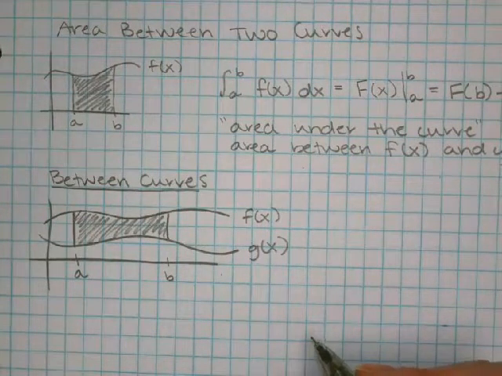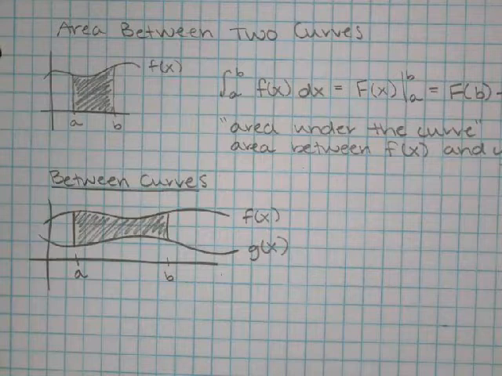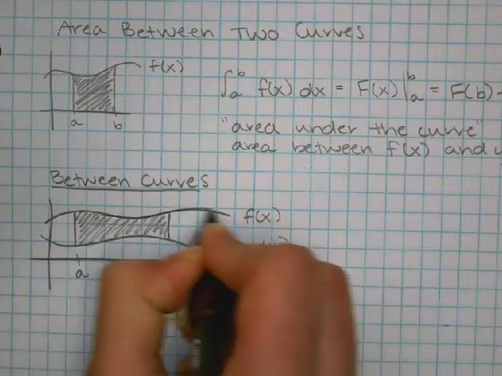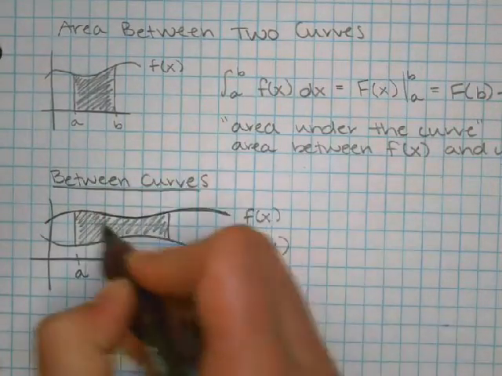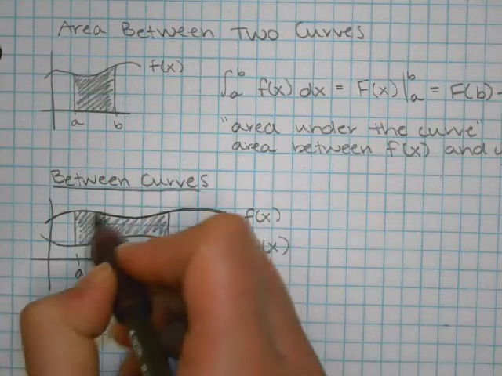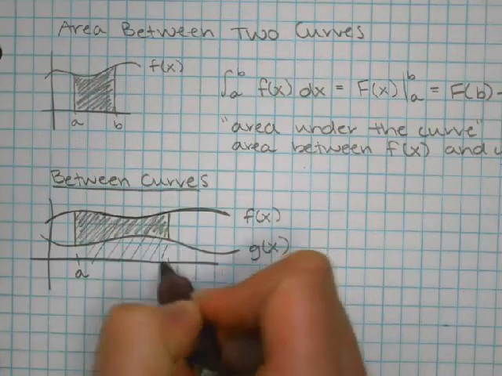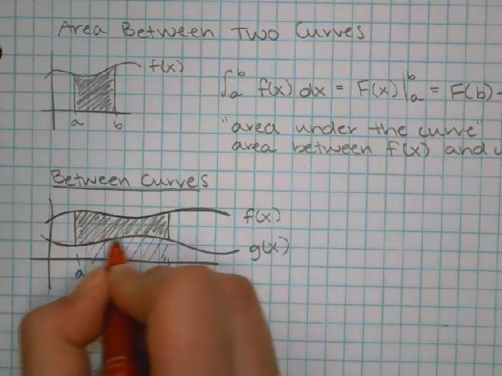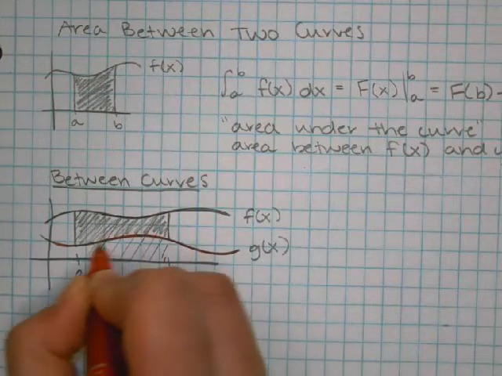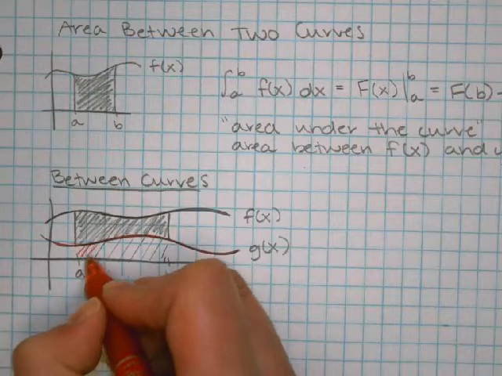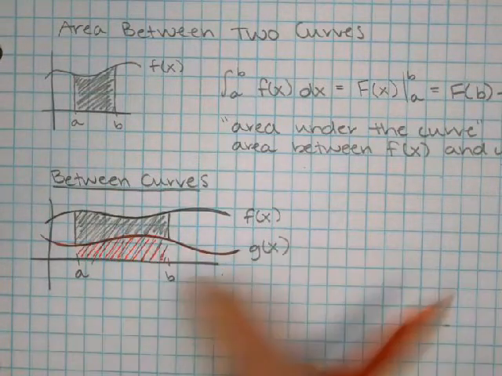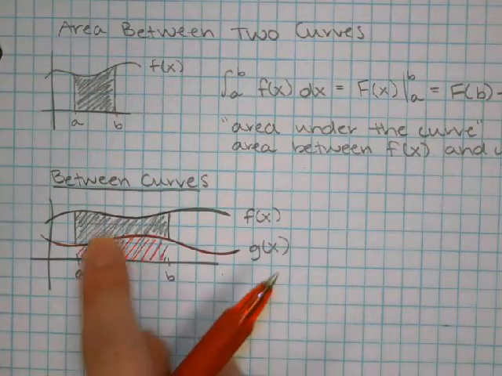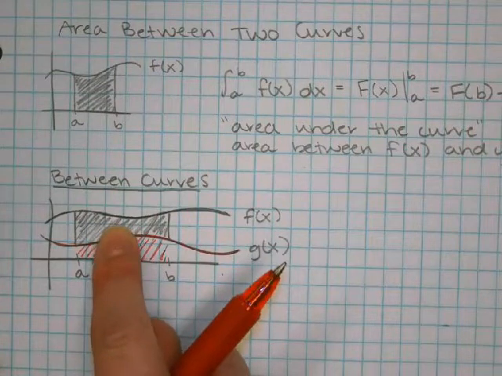So if we want to think through how we could make a formula to find this, we could say that the area underneath f, I'm going to draw this in black pen. Here's f, so the area underneath f from a to b would be this right here. That's the whole area underneath f. The area underneath g of x, here's g of x right here in red, from a to b is this area right here. So you can see that if I take the area underneath f and I subtract off the area underneath g, then that gives me the area between the two graphs as the result.